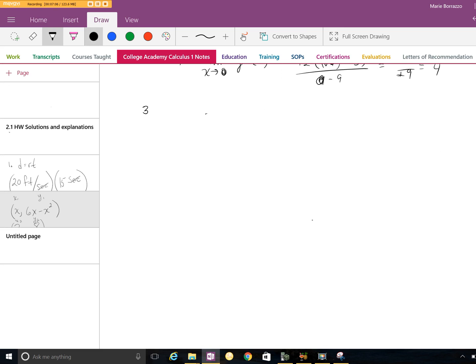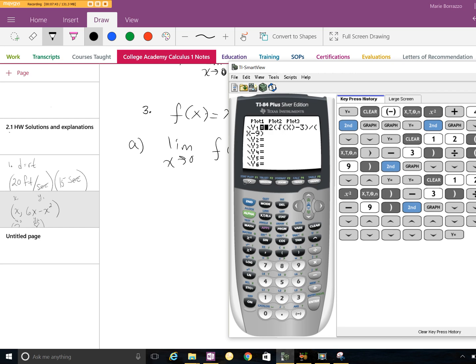So number 3, we have f of x is equal to x cosine x. And we're looking at part A, the limit as x approaches 0 of f of x. Alright, so when we look at this equation, we know that if I put in 0 times cosine 0, this obviously is going to equal 0. Let's see that in the calculator, so let's go ahead and do that.